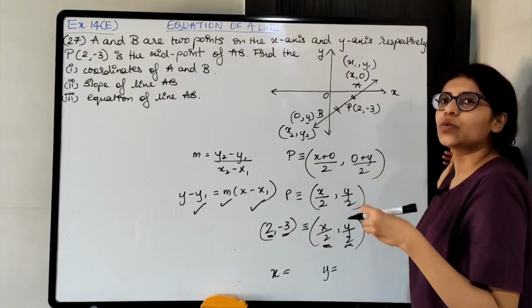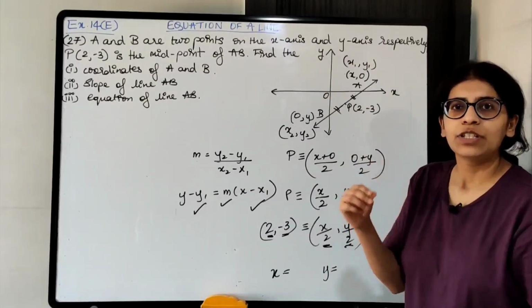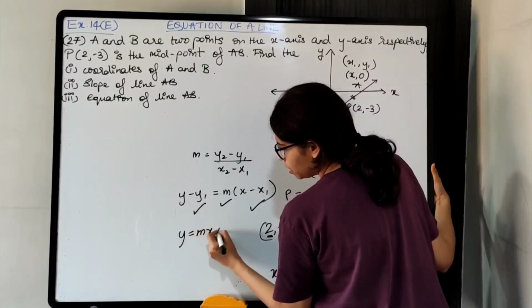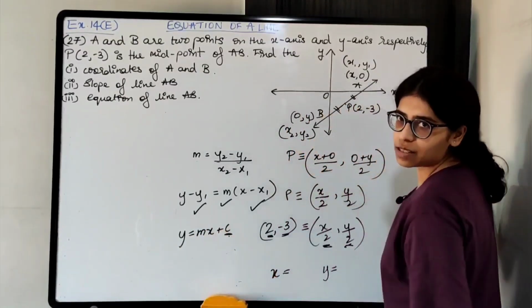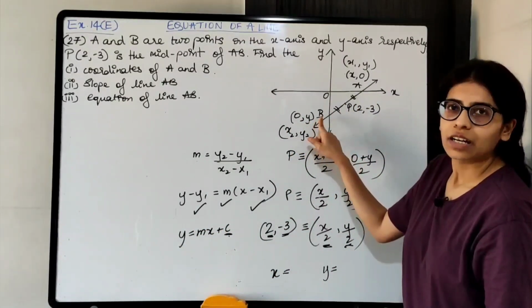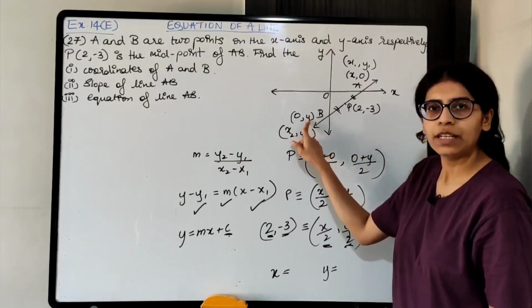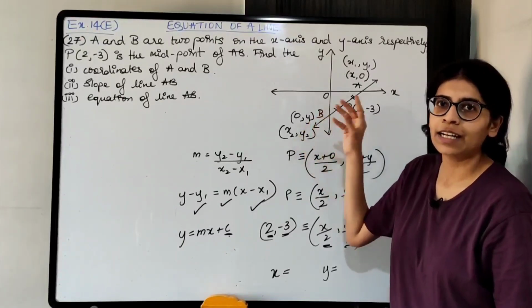Okay, there is one more method that you can use. y equals mx plus c. For this you are supposed to know c, that is y intercept. तो y intercept यहाँ पे मिल रहा है. The line is cutting y axis. तो y एक बार मिल गया. Whatever is the value of y, that is y intercept.